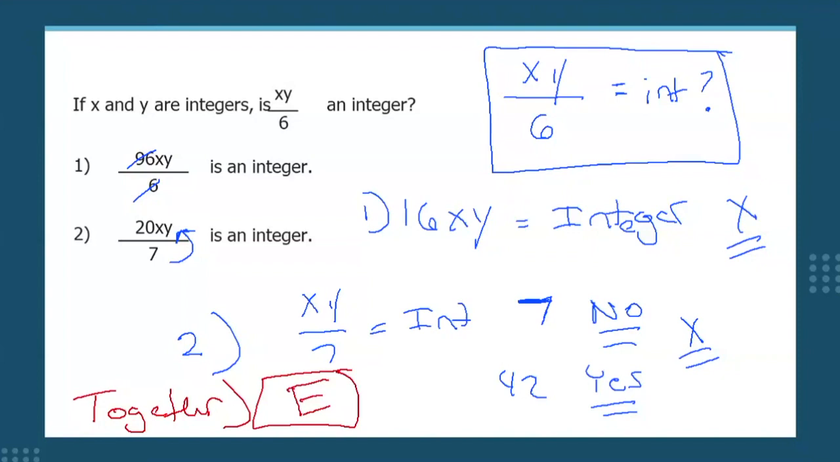Now, if you don't see that the way I'm saying it, well, think about this. Using both statements, could x times y still be 7, and could x times y still be 42? The answer to that is yes. And that's the exact information we got from statement 2. It doesn't change when you bring statement 1 into the mix.